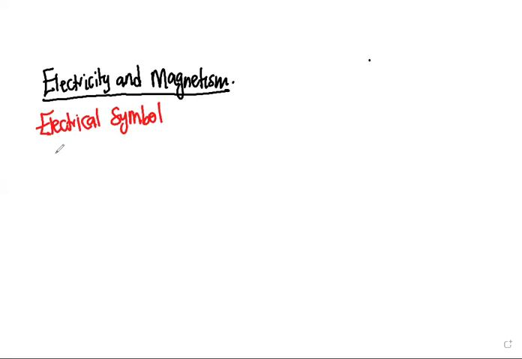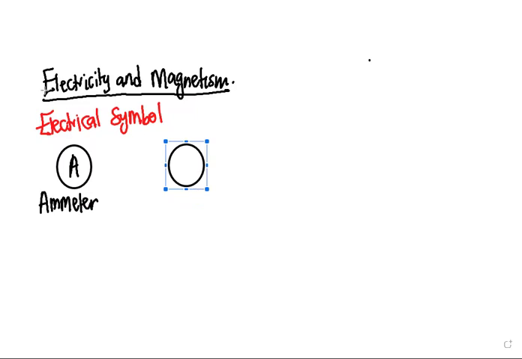When you have a symbol that is like this, for an example, you must understand that it represents an ammeter, and then it has a capital letter A inside. So this one, it's an ammeter. And then you're gonna have another one that has V here, which we call the voltmeter.